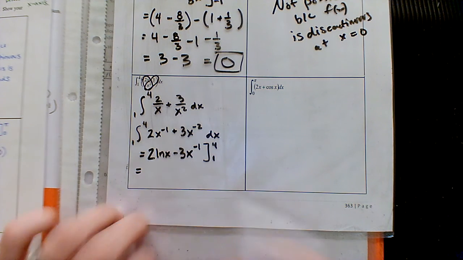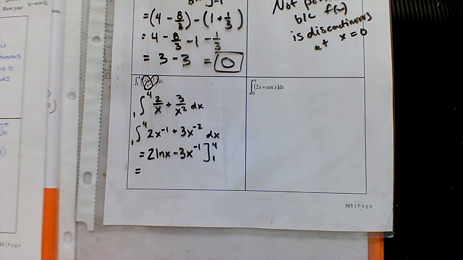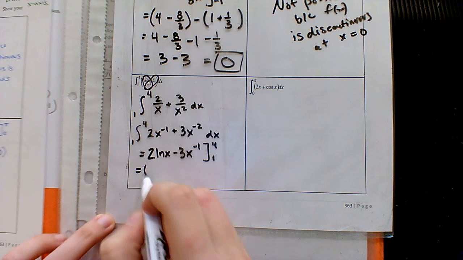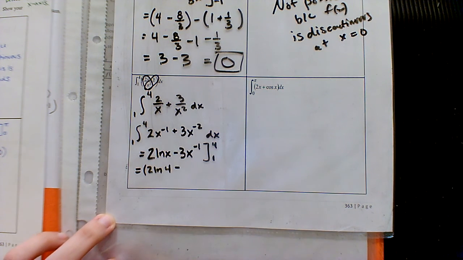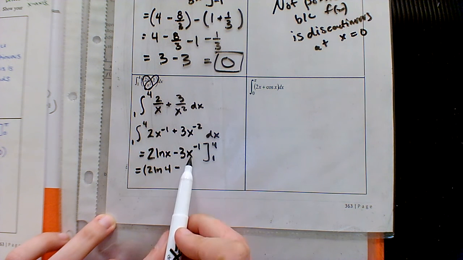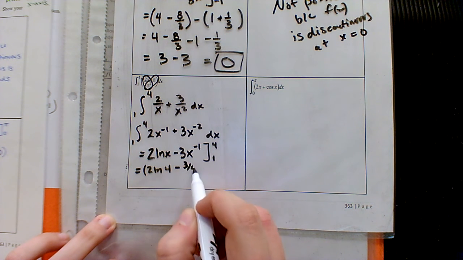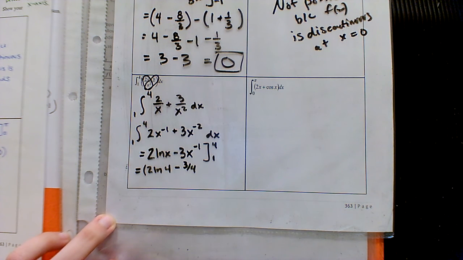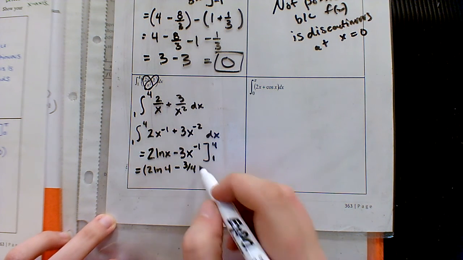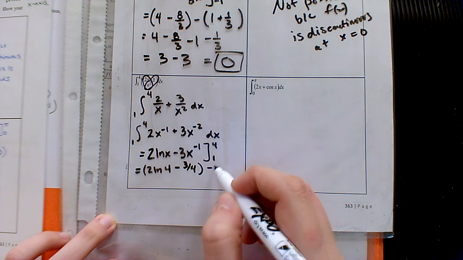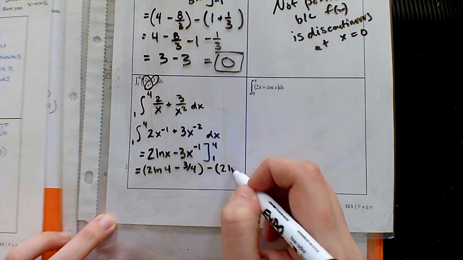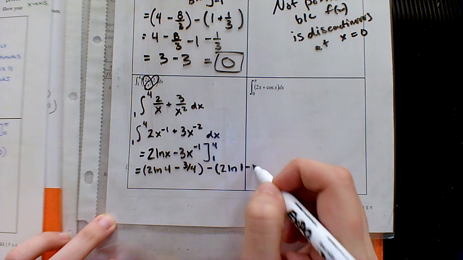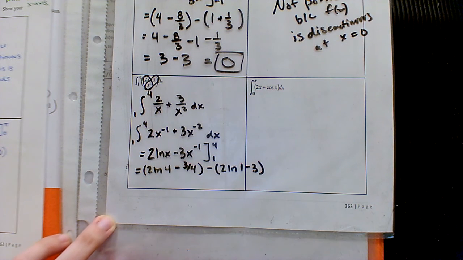All right, which bound do we plug in first? 4. 4, the top bound. Okay, so this would be 2 natural log of 4 minus, let's see, if I plug in 4, this would change to 3/4. The 4 would have a negative power, so you can move it to the bottom. Now let's subtract what we get when we plug in 1. So 2 natural log of 1 minus 3.